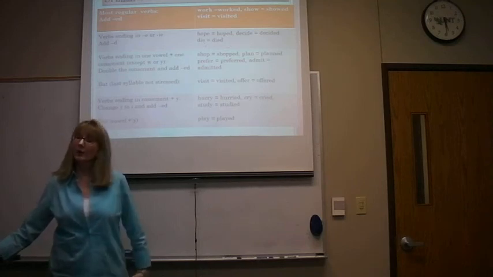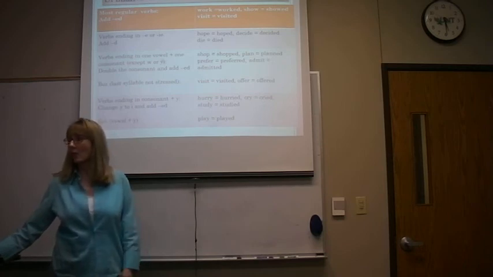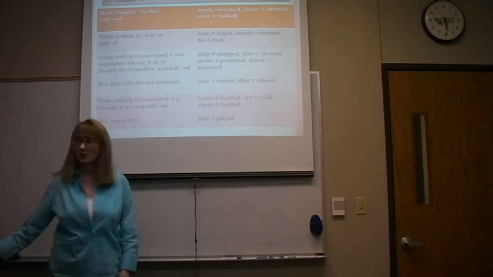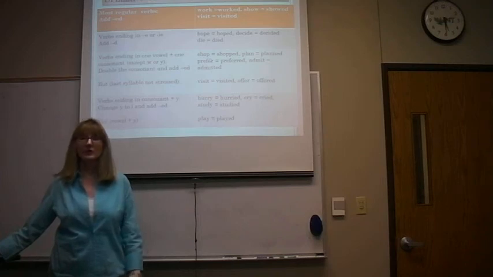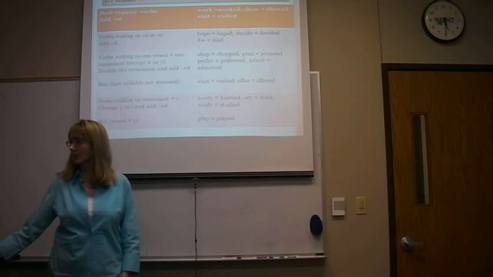Now, for a verb that ends in one vowel and one consonant, but we're not talking about W and Y here, you double the consonant and add ed. For example, shop, S-H-O-P. O is the vowel, P is the consonant. So, you double the P and you add ed. Look at the other examples here.